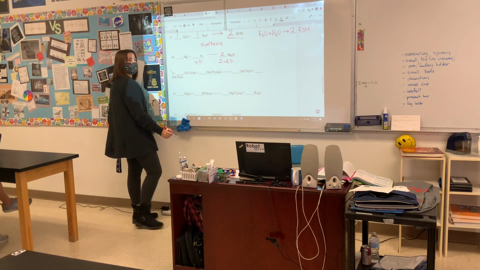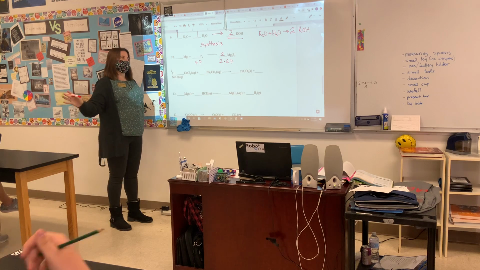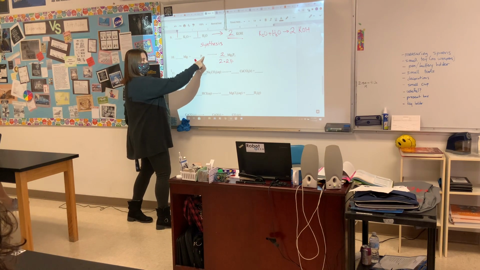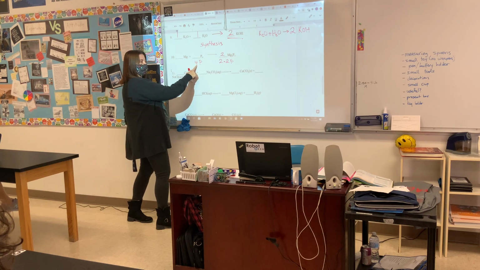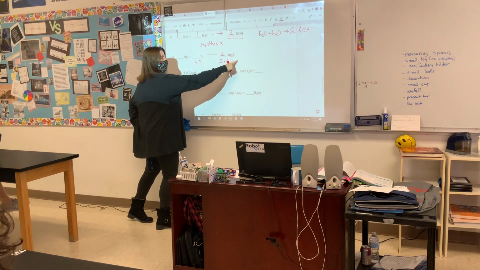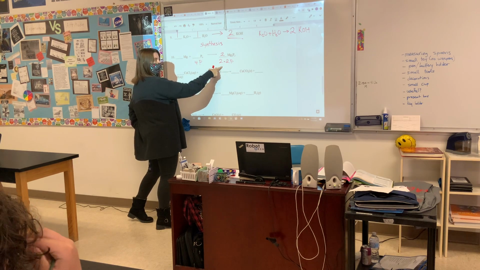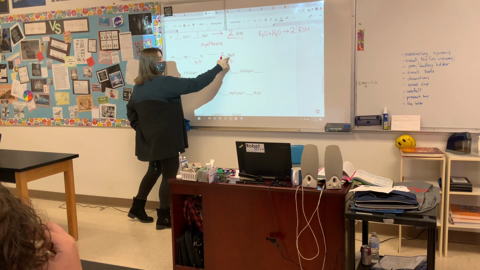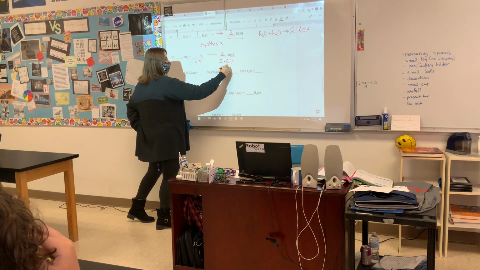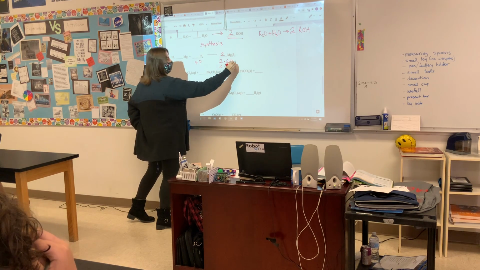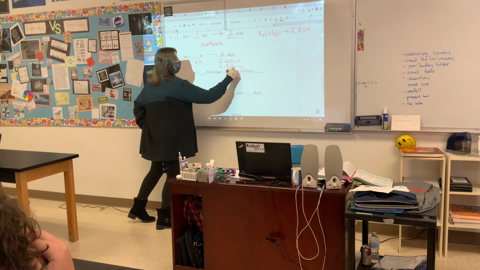Okay, just be patient. So, in order for this to have 4, if we have a 4 for the subscript, so this is 4. This starts with 2. In order to get this to be 4, I have to multiply by 2. Okay? How many magnesium do I have now? I started with 3. I multiplied by 2, so I have a total of 6 magnesium.